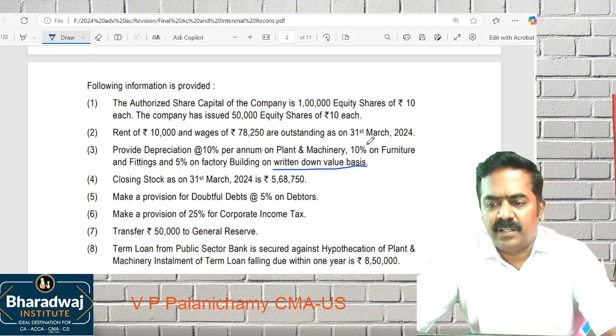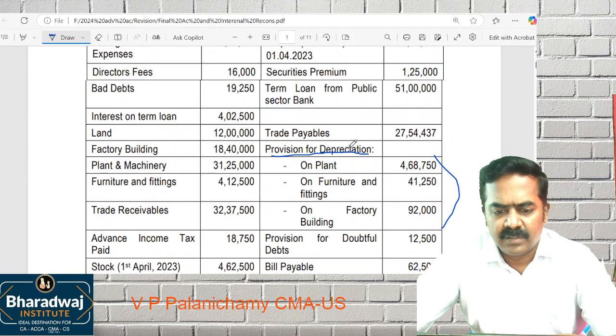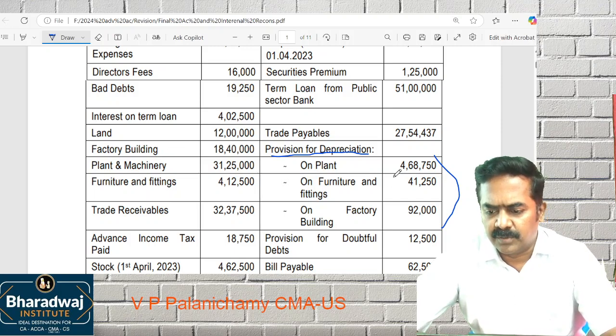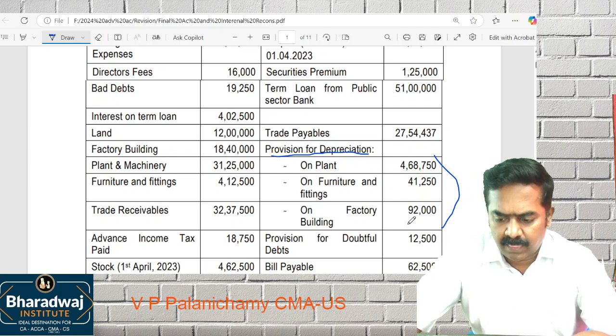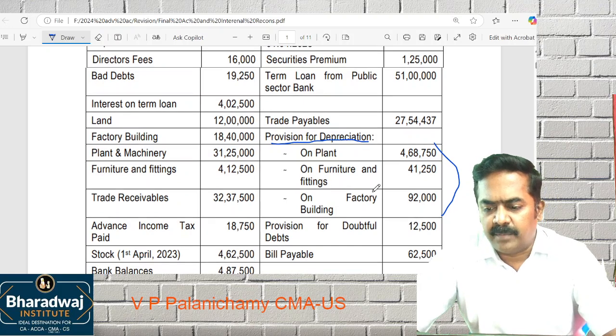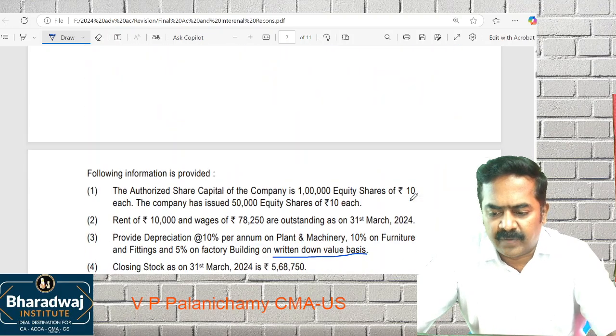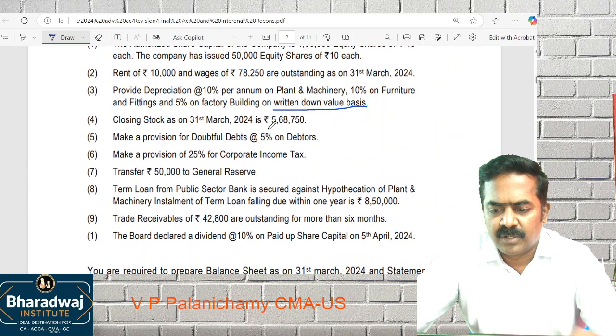Written down value. Cost minus accumulated depreciation will give us written down value. What is the cost of factory building? 18,40,000. On factory building, this cost of the asset minus accumulated depreciation will give us which one? WDV. On that we have to provide depreciation.